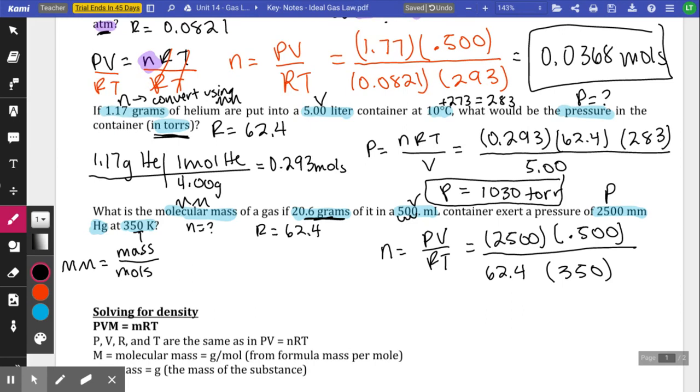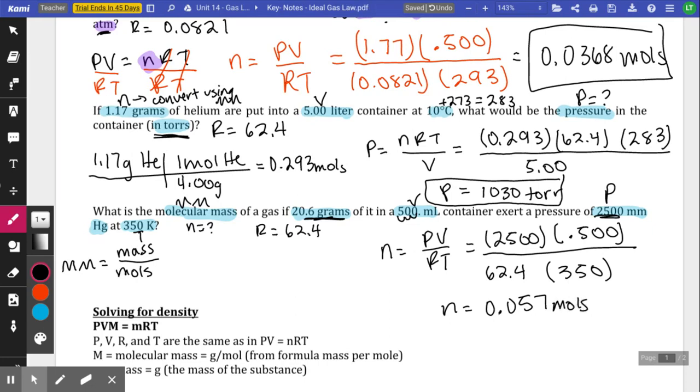Okay. Should have 2 sig figs in our answer there because 2,500 only has 2 sig figs. So I got 0.057 moles.